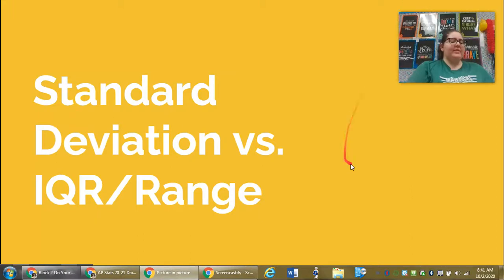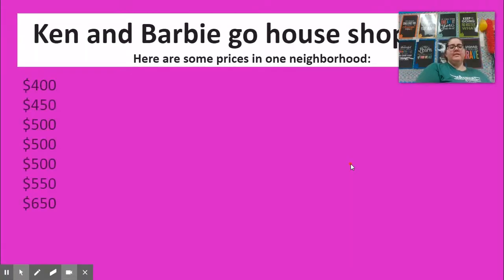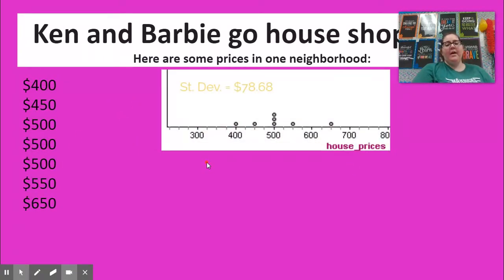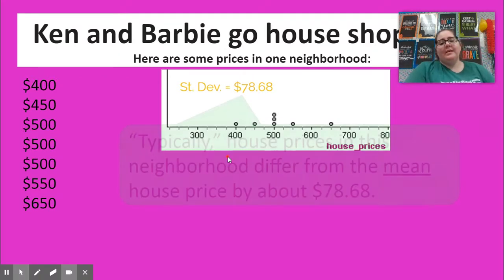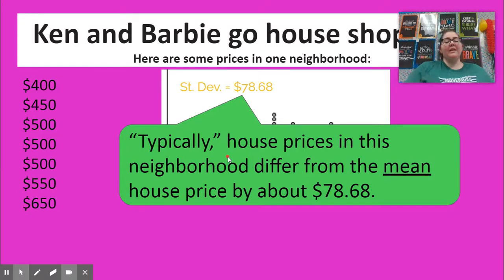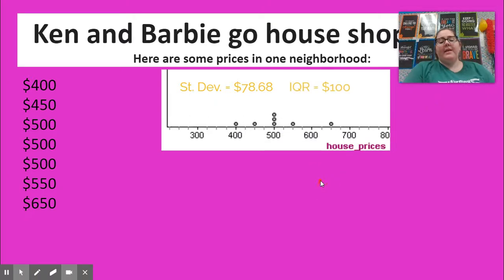Same thing with standard deviation versus range. So, same thing, Ken and Barbie, there's our original 7 prices. There's our dot plot. The standard deviation of those 7 prices is $78.68, which basically means that typically house prices in this neighborhood differ from the mean house price by about $78.68. That's the typical distance from the mean. The IQR for that set of data is $100. So somewhat similar in terms of measure of spread.